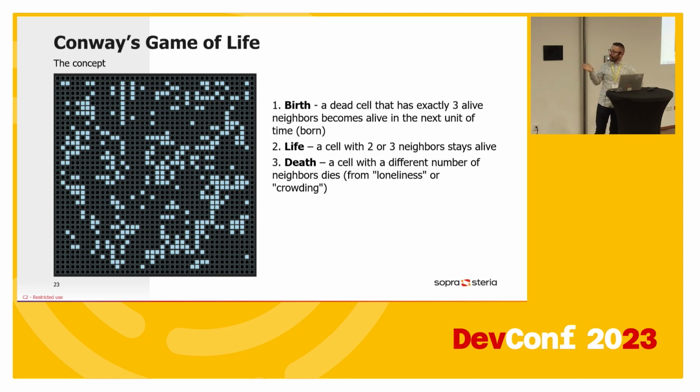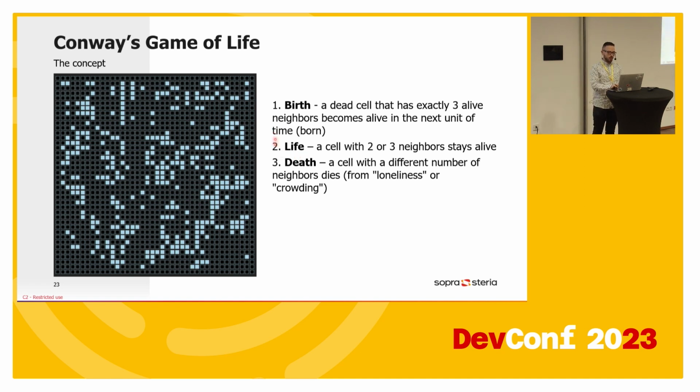But for the Game of Life, we have 3 rules: birth, life, and death. So the rule about birth says that a dead cell that has exactly 3 alive neighbors becomes alive. So if we have nothing in our cell, but around this nothing are 3 other living cells, this cell becomes alive.